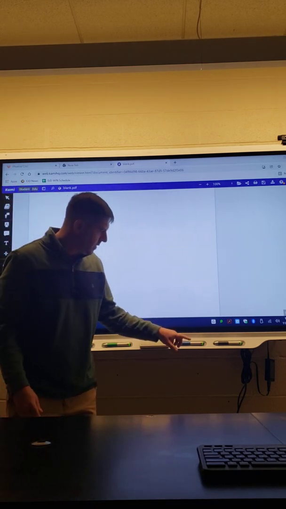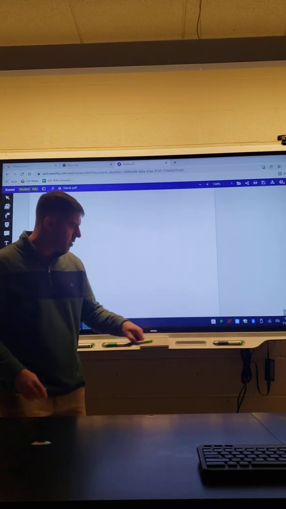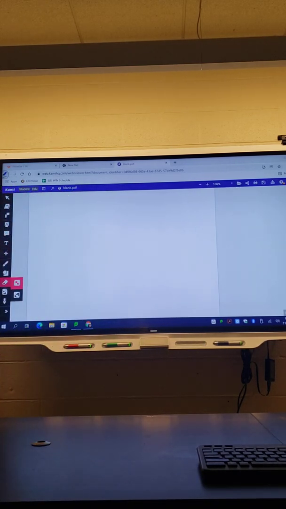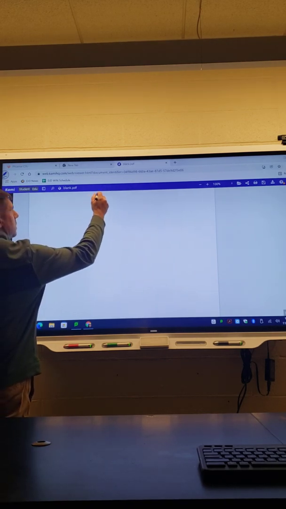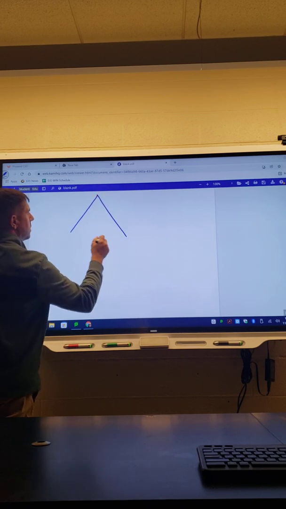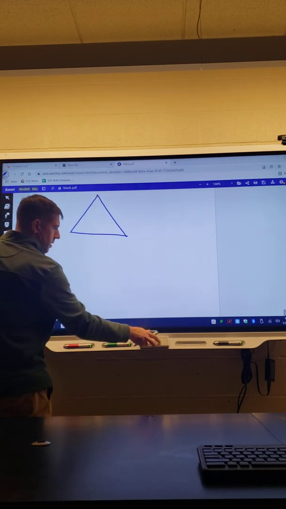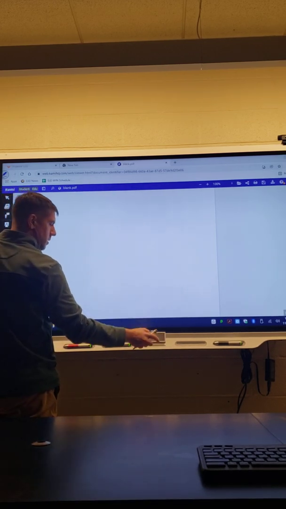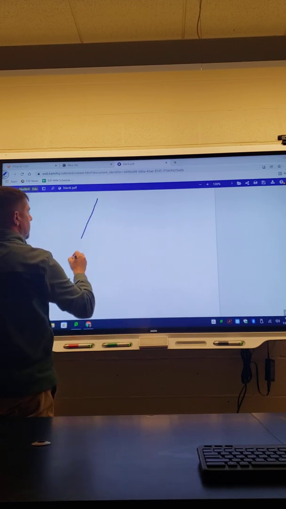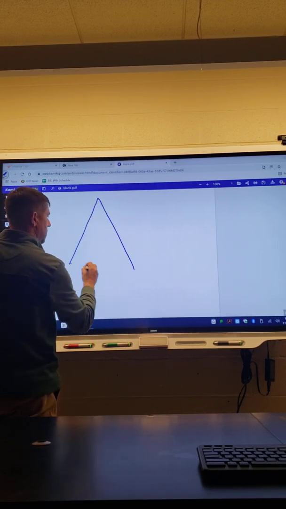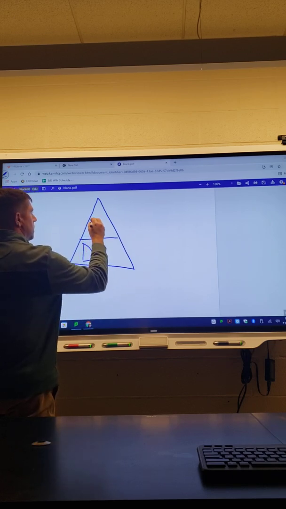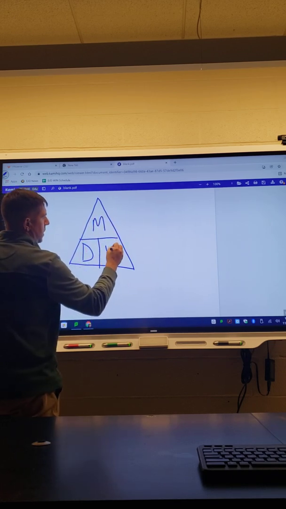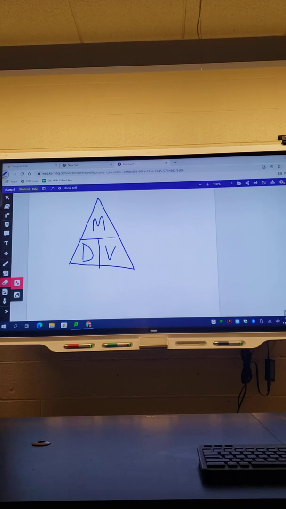Quick DMV triangles. Density, mass, volume triangles. This is how they work. It's rather simple. Actually, I'm going to make this a little bit bigger. DMV, okay?